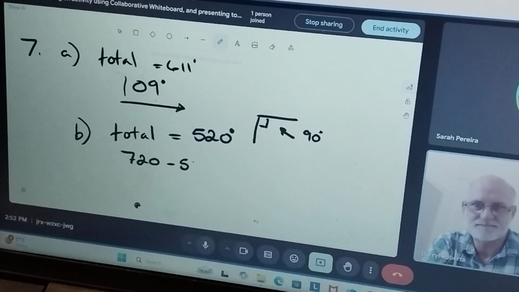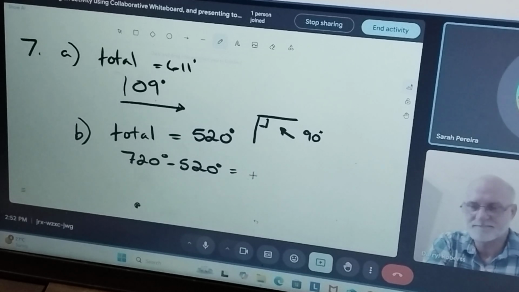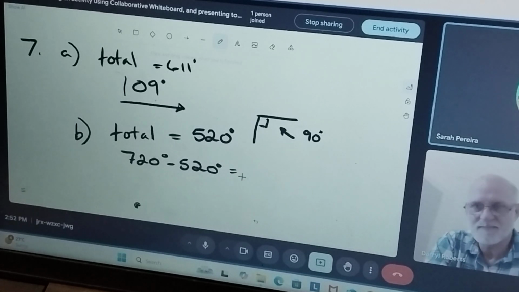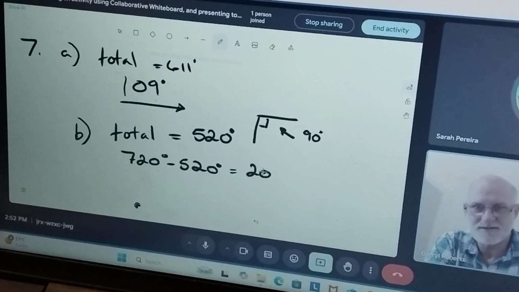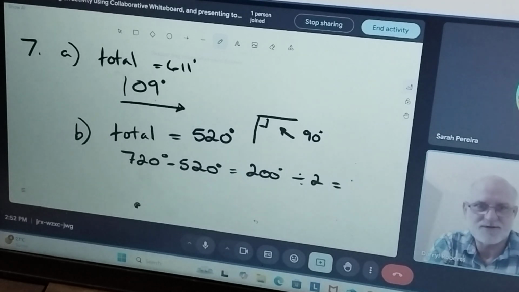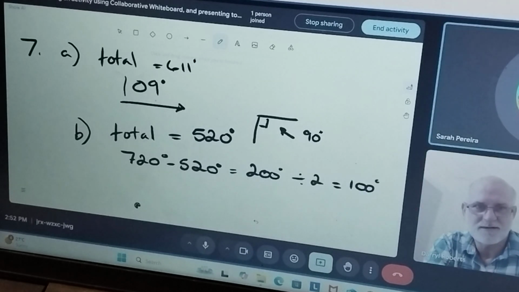Okay, so I go 720 minus 520 is 200. 200 divided by 2, so that would be 100. Is that right? Yes. Okay, good. Because you get the 200, and then you divide it by 2 because there's 2 angles. So yes, it's 100 degrees. Yay!